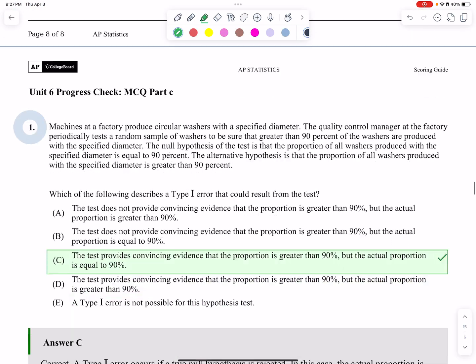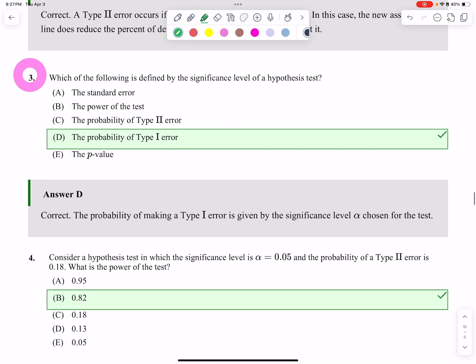All right, and then this is part C. Which of the following is defined by the significance level of a hypothesis test? So remember, that's kind of what I just talked about in the last one here. The probability of making a type 1 error is the significance level, so that's all it's asking for. It's kind of a goofy question, but that's just alpha, and alpha is the significance level.